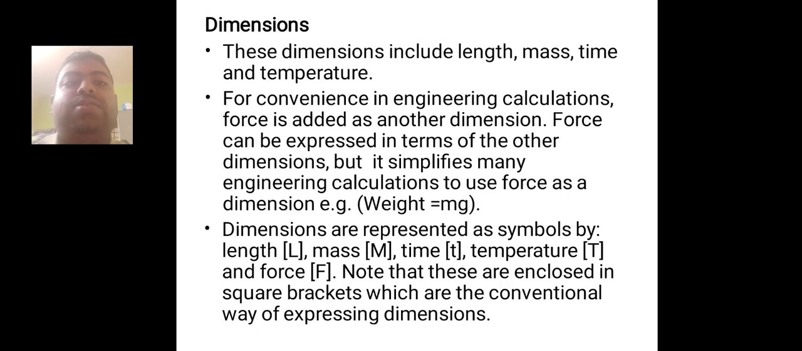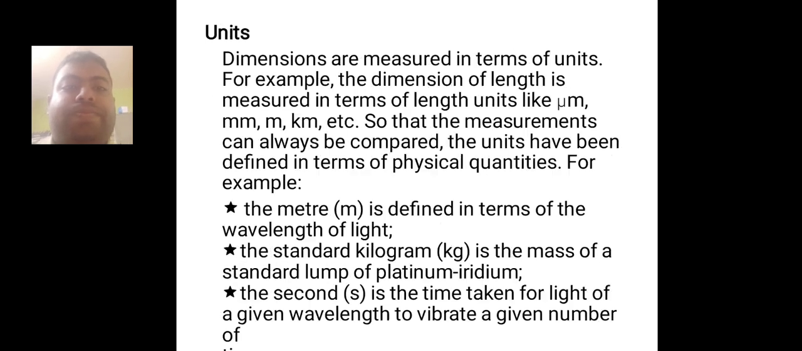Dimensions. These dimensions include length, mass, time, and temperature. For convenience in engineering calculation, force is added as another dimension. Force can be expressed in terms of other dimensions, but it simplifies many engineering calculations to use force as a dimension. Example: weight equals mg. Dimensions are represented by symbols: length [L], mass [m], time [t], temperature [T], and force [F]. Note that these are enclosed in square brackets, which is the conventional way of expressing dimensions.